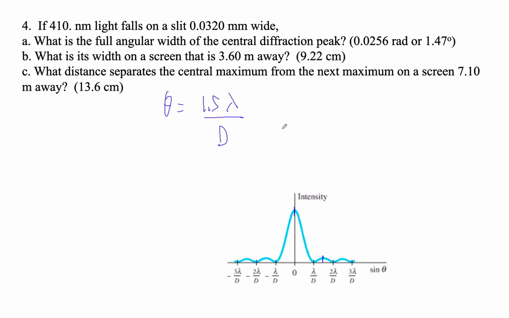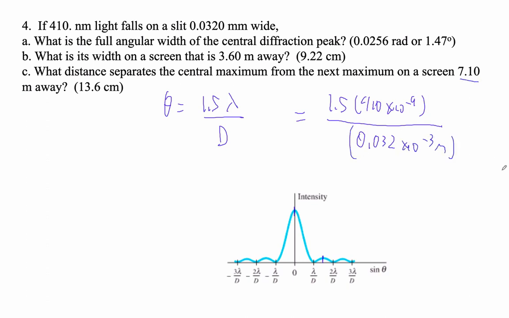So let's do the approximate thing, and I'll leave the exact thing up for the rocket scientists here. That angle is literally going to be, in radians, 1.5 times 410 times 10 to the minus 9th divided by the width of the aperture, 0.032 times 10 to the minus 3rd meters. I always use the 7.10. That shows you how spacey I am. Now remember this d they're talking about is the width of the slit, not the distance to the screen. It wouldn't make sense.